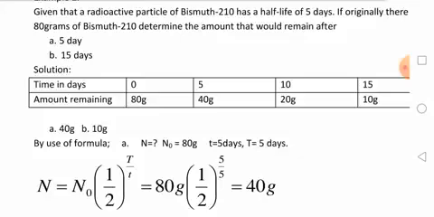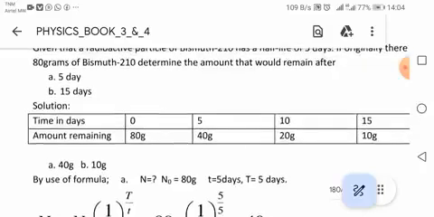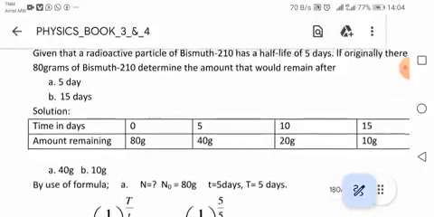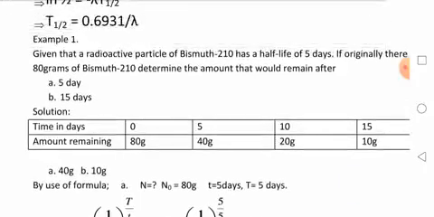So how? Well, at the start, there would be the original mass of 80 at 0 days. After 5 days it has 40 remaining. After 10 days it has 20, after 15 days it has 10, and so on and so forth.